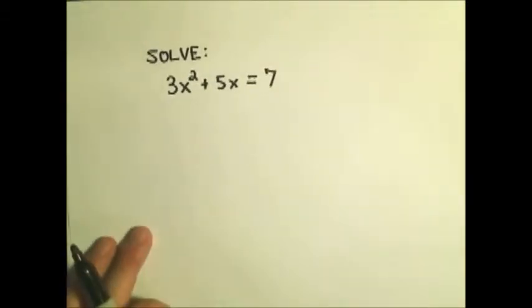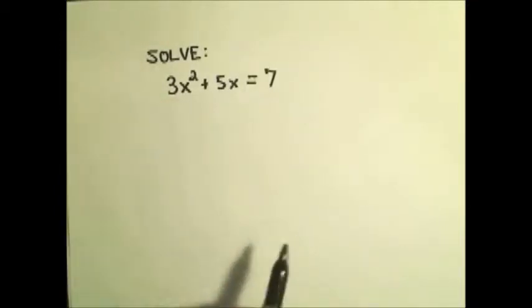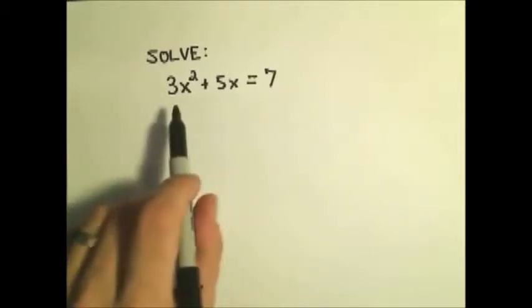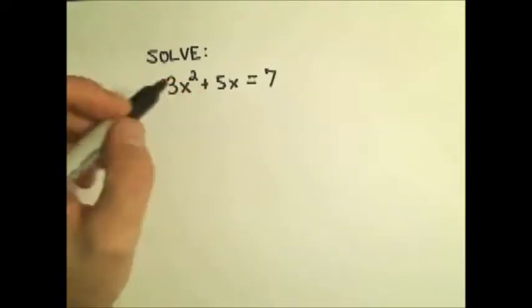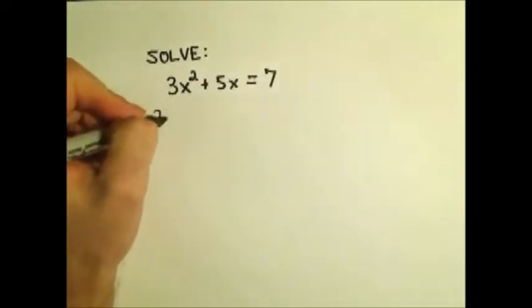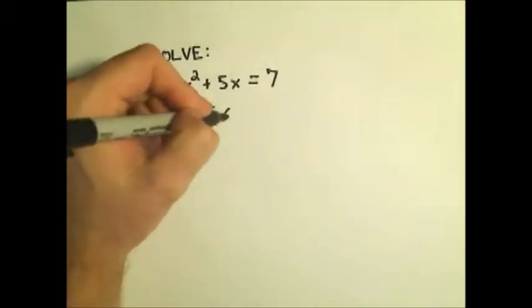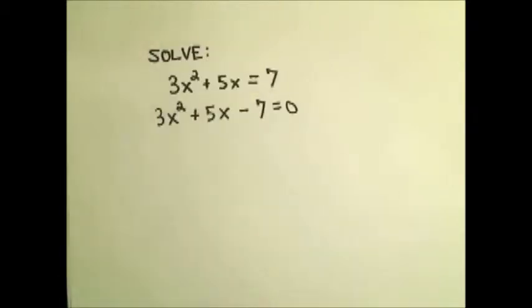One thing that's important before you use the quadratic formula is you always need one side of the equation to be 0. Some people will just rush in and start trying to label A, B, and C, but be careful. The first thing I always do is make one side 0. So in this case we'll subtract 7 from both sides, which gives us 3x squared plus 5x minus 7 equals 0. And now I can read off my values.